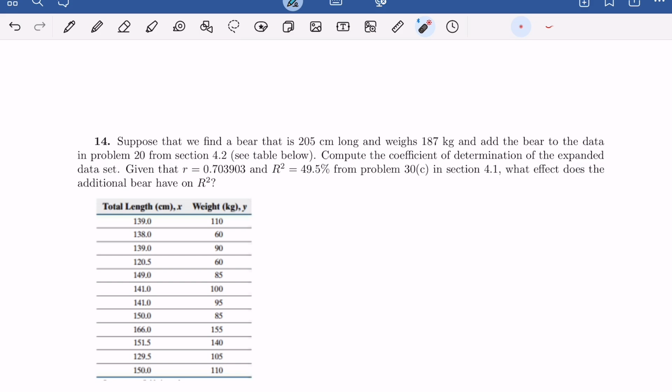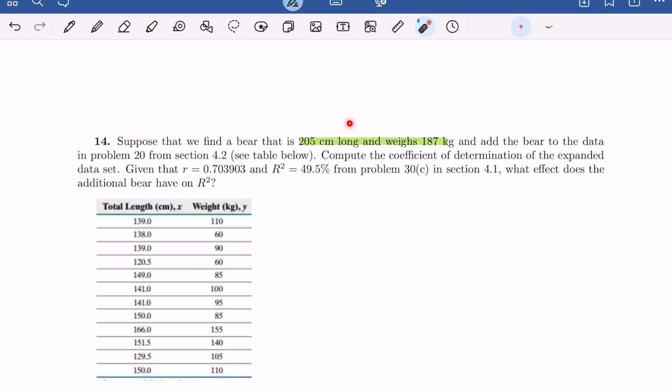For this particular problem, we want to suppose that we find another bear that is 205 centimeters long and weighs 187 kilograms, and we're going to add this information to the original data set from problem 20, section 4.2. With this new information, we want to compute the coefficient of determination of this expanded data set. We're given some information that we've seen in previous sections: the correlation coefficient, this lowercase r, is given by this here, and the coefficient of determination is given by this.